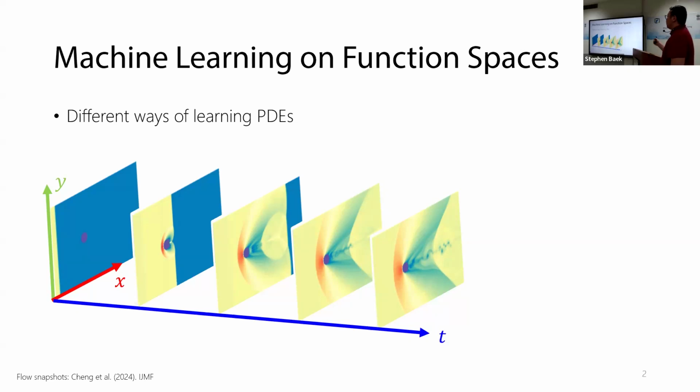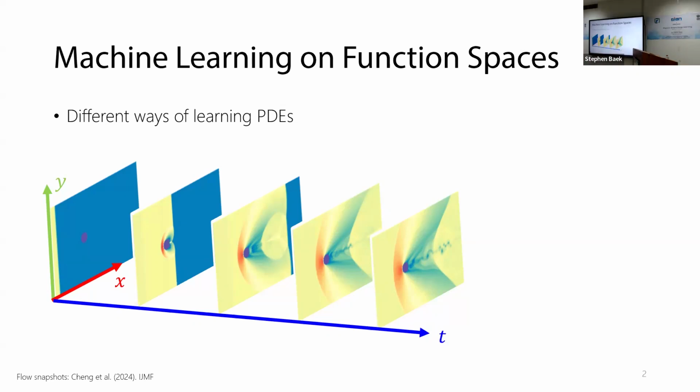In order to define neural operators, we've got to look into the theory of operators. The neural operator paper itself is a little mathy. There is a lot of function theory, functional analysis, and the theory of operators. But today I'll try to introduce all these mathematical topics in a way that is easier and more intuitive. There are different ways of learning partial differential equations or some governing physics.